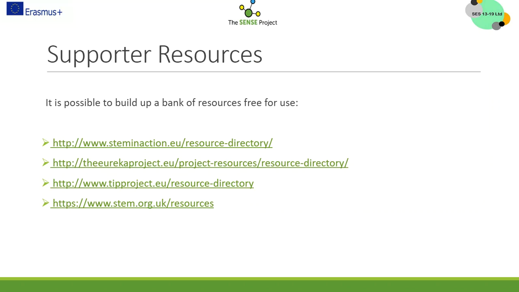Some links here. These are some resources which we've developed on previous projects. For example, STEM in Action was the original project. Eureka was a project which looked at gifted and talented. The TIP project was looking at vocational links, and STEM.org here is just a really super database of resources you can use. So don't feel that you have to recreate everything. You can use resources which are already in existence, projects, competitions.